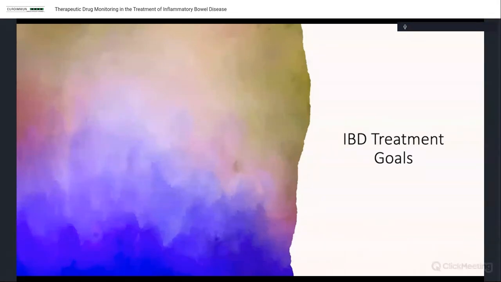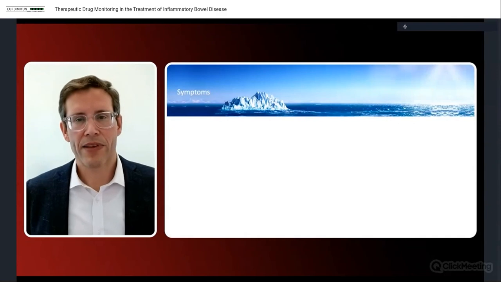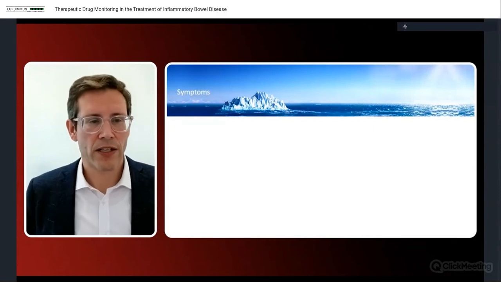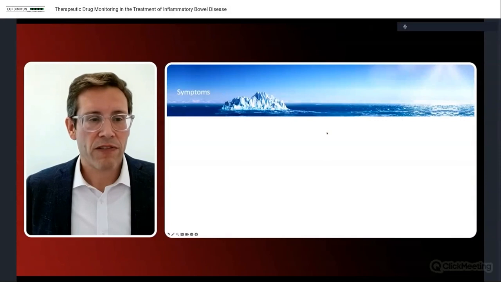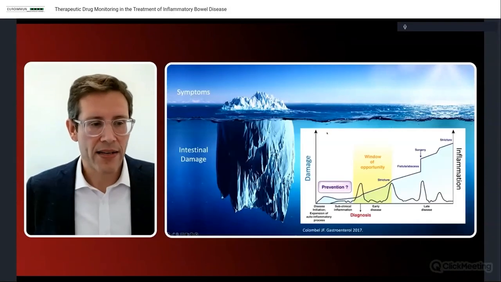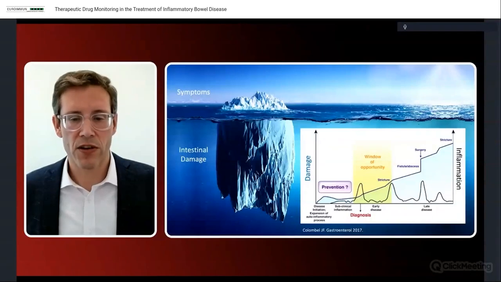Let's move on to discuss IBD treatment goals. So one important concept that I discuss with my patients regularly is that symptoms of IBD are really the tip of the iceberg regarding what is going on. And they may be reflective of a much greater extent of intestinal damage and inflammation going on under the surface.